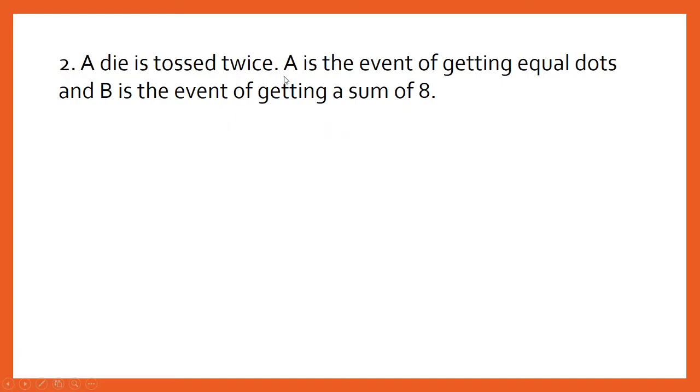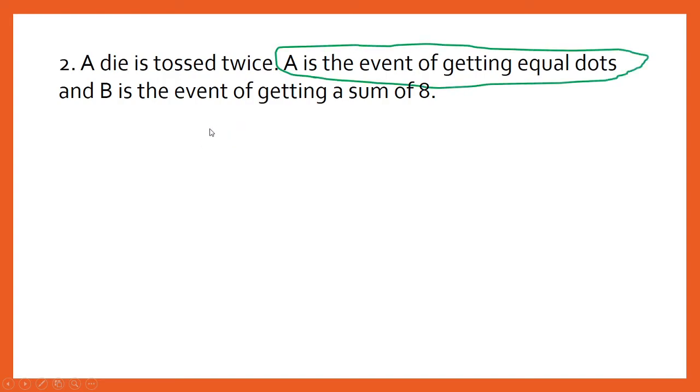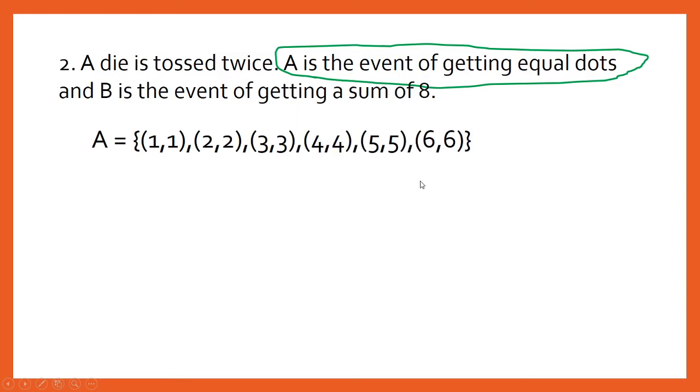So, ngayon, ang sabi rito, A is the event of getting equal dots. Ibig sabihin, same. Same yung outcome. So, ano ba yung mga same outcomes sa A? So, that will be 1-1, 2-2, 3-3, 4-4, 5-5, 6-6. Diba? And sa B naman daw, is the event of getting a sum of 8.